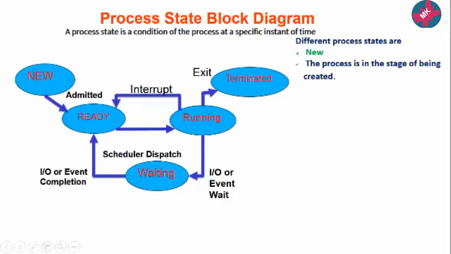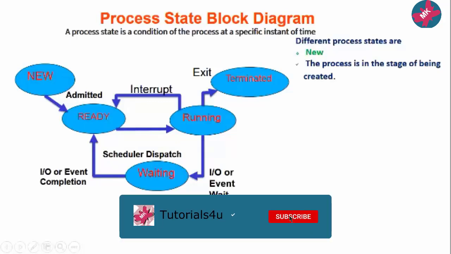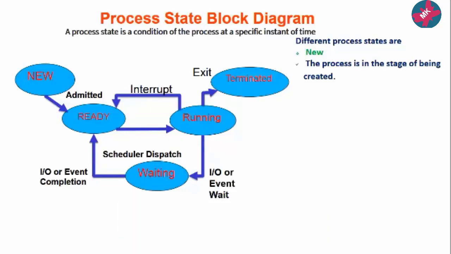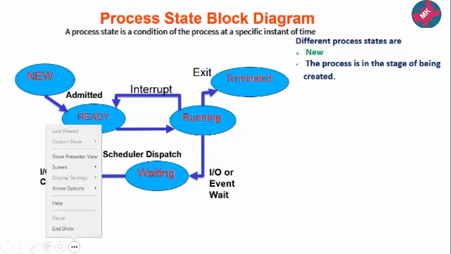Now once a particular process enters the system, it is first created. So this is the new state. In the new state, the process is being created. At this particular moment, it does not have any memory, nor does it have the attention of the processor. It is just being created.